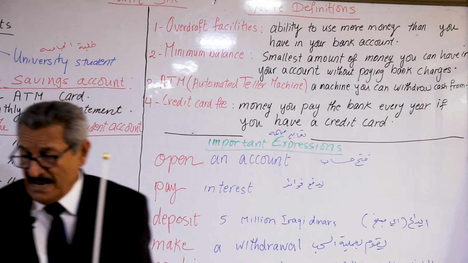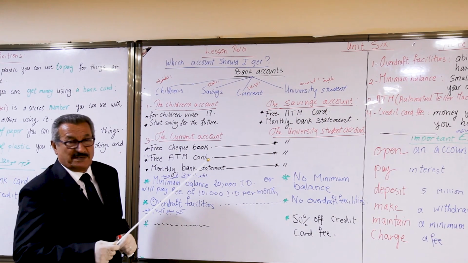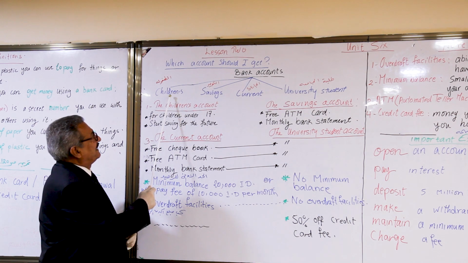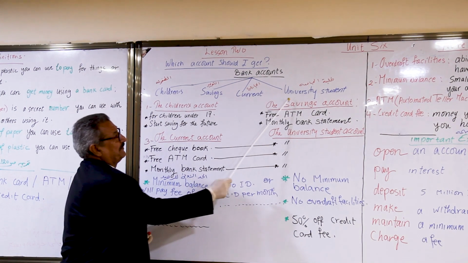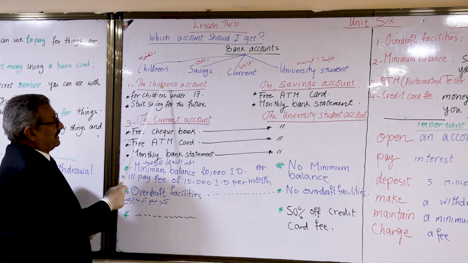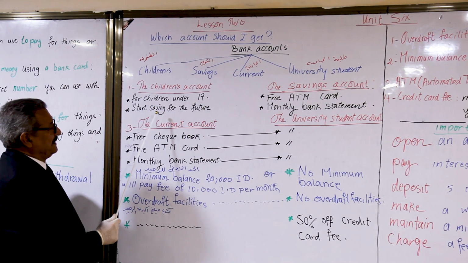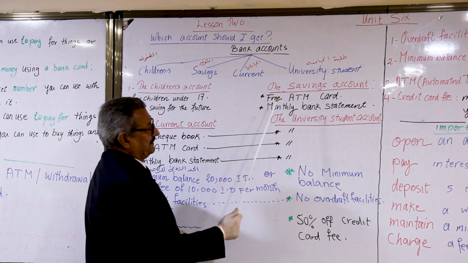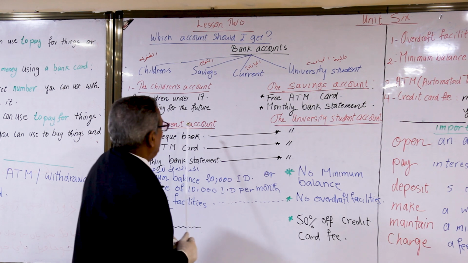Well, so (على عجالة) we can revise what we have just given you. The four kinds of bank accounts are children's, savings, current, and university students accounts. Characteristics (مميزات) of the children's account: children under 17, source saving for the future. Characteristics of the savings account: you are given a free ATM card and a monthly bank statement (كشف حساب شهري).